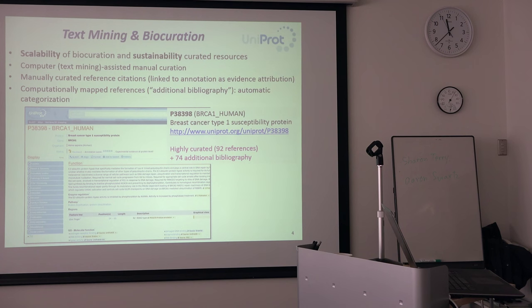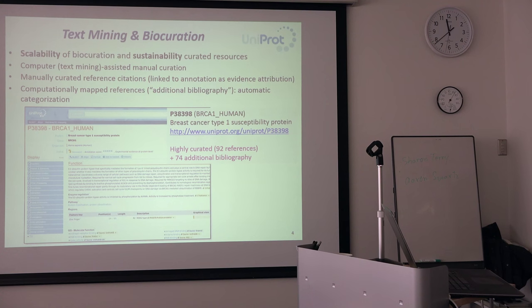Within UniProt, we have reference citations. These are the reference citations the curators actually go through reading, and we have a way of linking those PMIDs, the reference citations, directly to the annotation where the reference was used to curate. In addition, we also provide computationally mapped references, which we call additional bibliography, that provide additional sources of literature that connect to the underlying protein of interest.